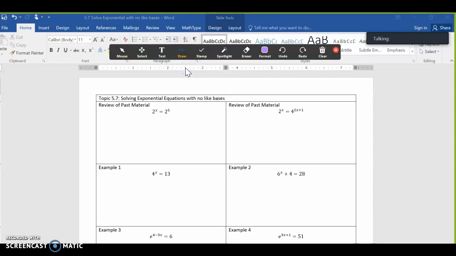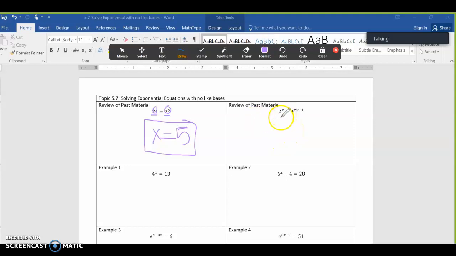So this is topic 5.7, solving exponential equations with no like bases. Before we solve equations with no like bases, we're going to review really quickly how to solve equations with like bases. Remember, our bases are the same, so we just set the exponents equal. So that means x is 5.